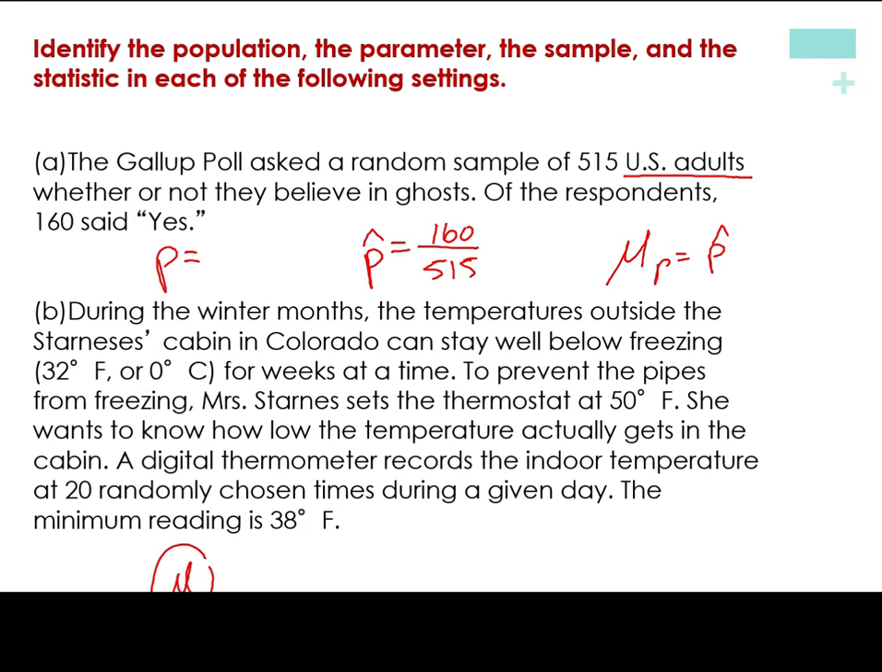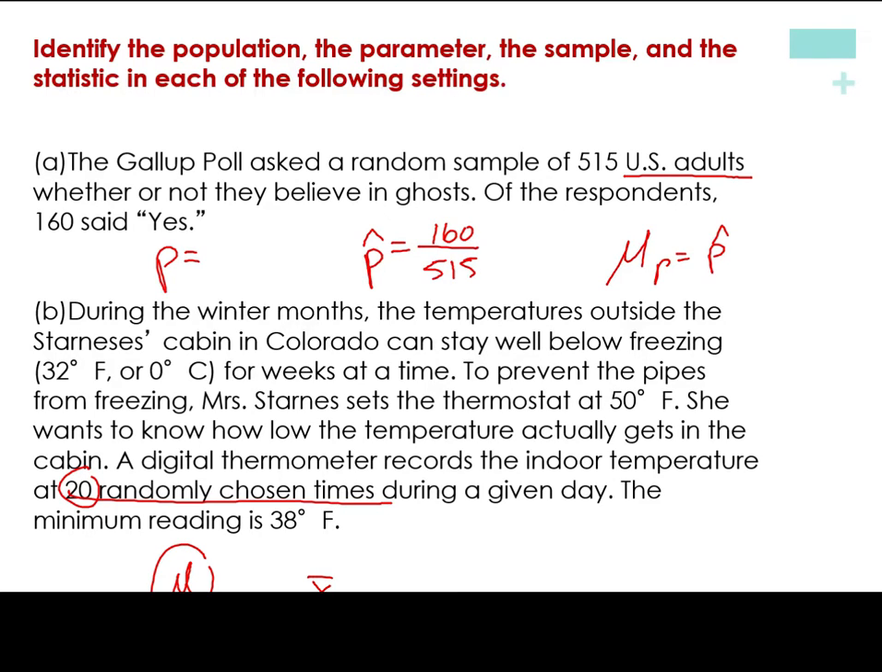Let's see here. What's a sample? The 20 randomly chosen temperatures throughout the given day. And what's our statistic? They don't have the information there, but what would it be? It would be our X bar. Okay. So up there, this would be our parameter, and this would be our statistic. We're searching for the true average temperature, but we're going to get an X bar based off of these 20 temperatures here.